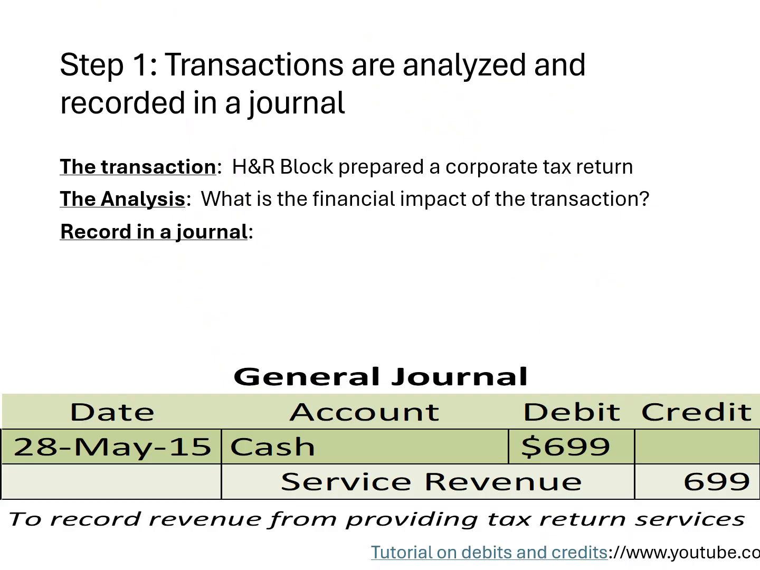All right, so just to show you step 1, transactions are analyzed and recorded in a journal. We call this journalizing. Here we have May the 15th, cash increased and service revenue increased because we provided tax return services to a client. Now again, this is just the journal entry. On the next slide, we'll show you how we're going to affect the account.